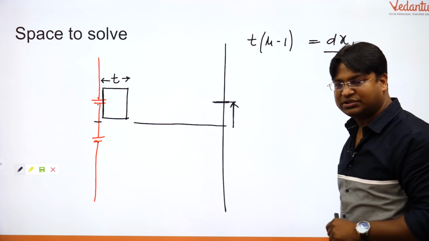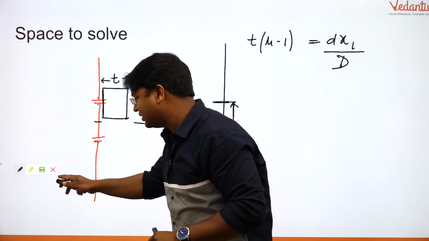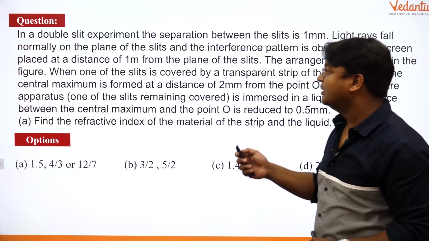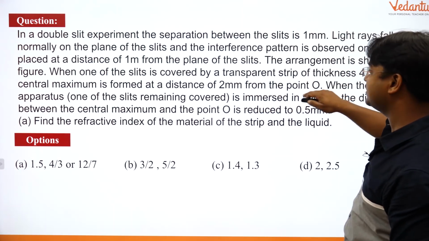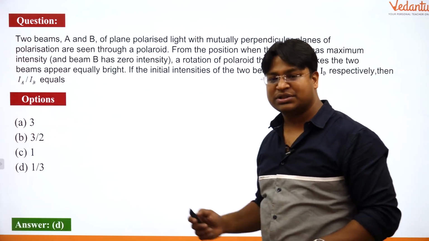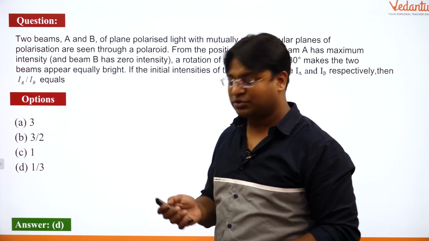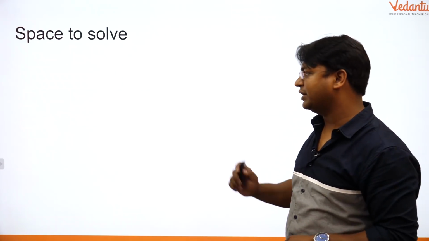Let's have a look at the question again. I think here we are at a loss; we will lose the figure once we go back. The arrangement shows the figure when one of the slits is covered by a transparent strip of thickness 2 mm, at a distance from the point O. So x was given to us, thickness was given to us, mu was required. We can calculate mu by substituting in those equations, and you will be able to get mu.